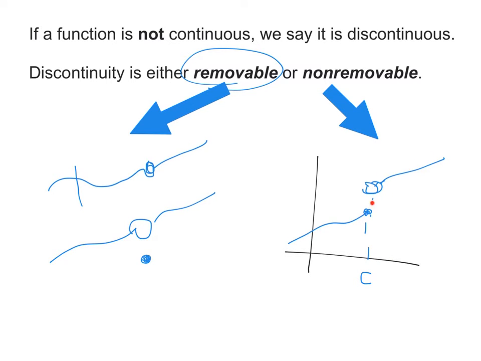So if we've got different limits on both sides, and we're getting to that in a minute, we don't know where it's supposed to be. So this is considered non-removable. Also, if we have a limit going to infinity, if we have something shooting up into infinity or down to negative infinity, we would consider those non-removable discontinuities also.